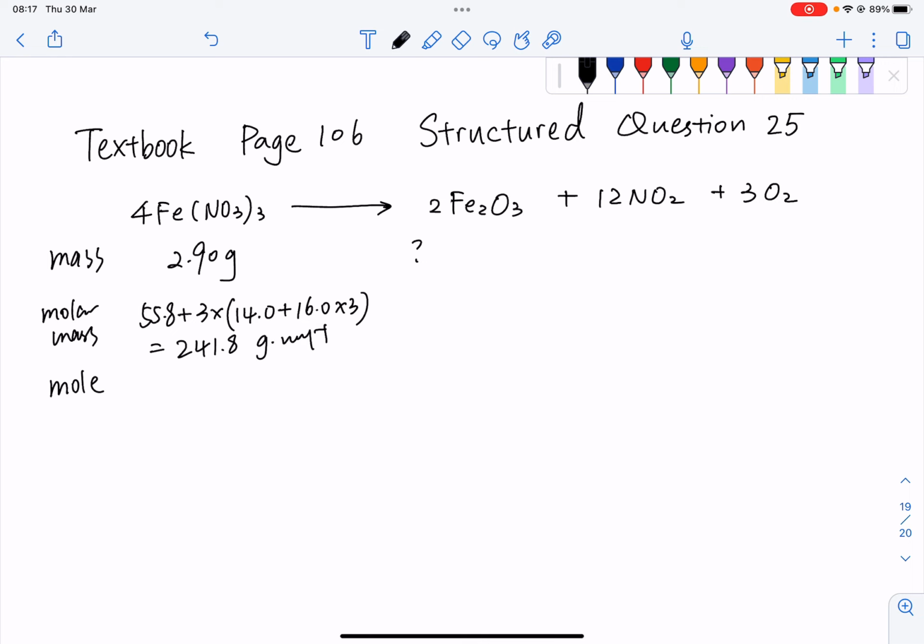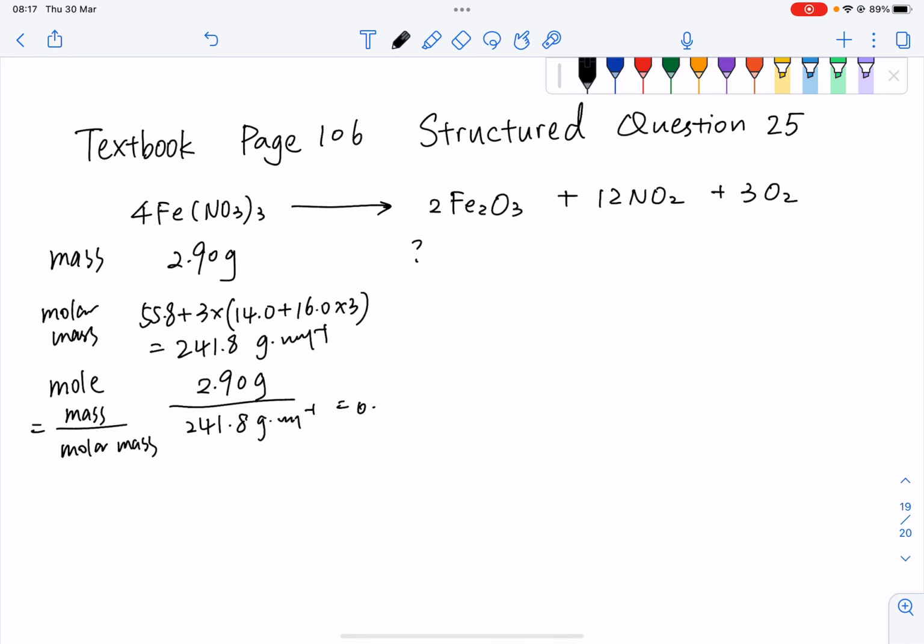If we have the mass and the molar mass, what is the formula for mole? Again, mass over molar mass. This one will be 2.90 grams divided by 241.8 gram per mole. The answer here will be 0.01199. Because the answer is still in between steps, I will put 4 significant figures here. But if that is the final answer, please put it at 3 significant figures.